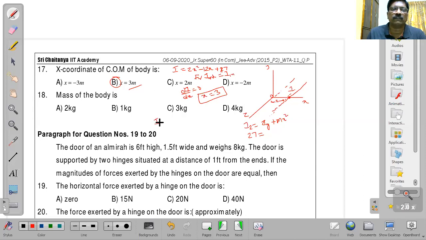So the minimum moment of inertia, or moment of inertia about the center of mass, I minimum is equal to 2 into 3 square minus 12 into 3 plus 27. If you simplify them, you will get 9. You substitute here 9 plus m into x, which is 3, so 3 square. Therefore from this, if you calculate the m value, you will get 2 kg. So 2 kg is the answer. So option 1 is correct. Okay. Next.